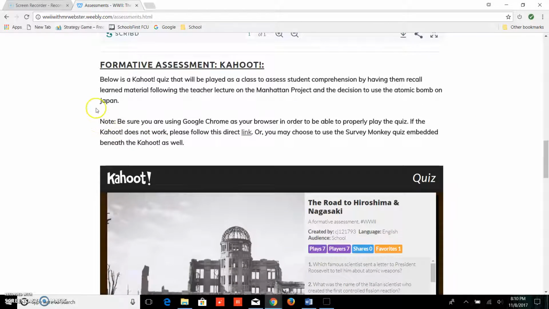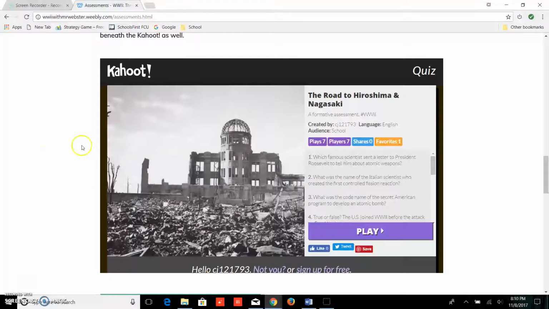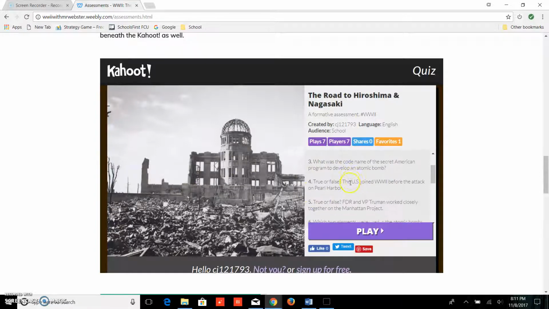Here is the formative assessment that I was talking about, the Kahoot quiz. And this one in particular is supposed to be made to follow the teacher lecture on the Manhattan Project, and to examine the decision to use the atomic bomb. So this can be used during either mid-lesson or at the end of the lesson, and it's just to inform me, the teacher, of whether or not the students are retaining the material as they should.